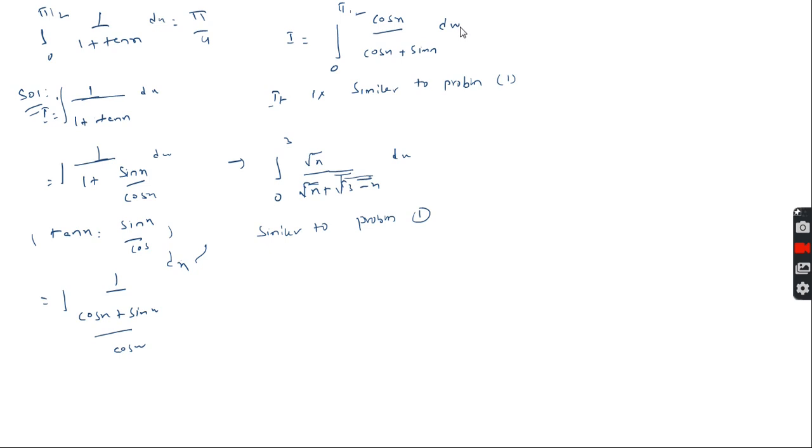So this problem is solved. The first problem was sin x by sin x plus cos x; instead of sin, we have cos. It is exactly similar, so we can solve it like problem 1. The next problem is the integral from 0 to 3 of root x by root x plus root of 3 minus x dx. It is the same as problem 1. Here substitute x equal to 3 minus x, and solving the same as problem 1, we get that answer.